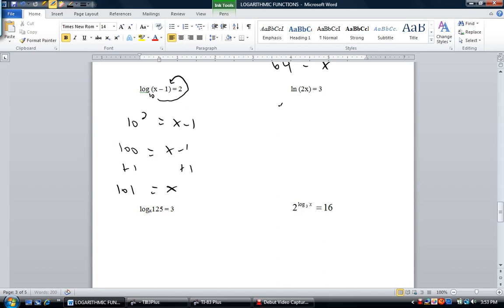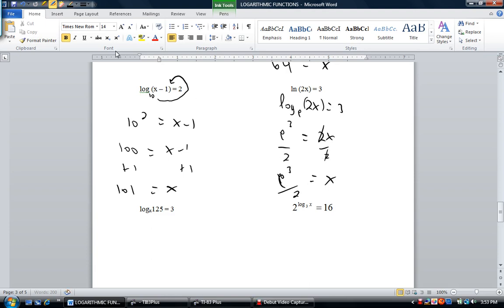Let's do this one. Before I do this one, I'm going to rewrite it as log base e of 2x equals 3. So start with the base e. Logs equal exponents, so the exponent is 3. e to the 3 equals 2x. Now if I divide both sides by 2, I have my answer. x equals e cubed over 2.